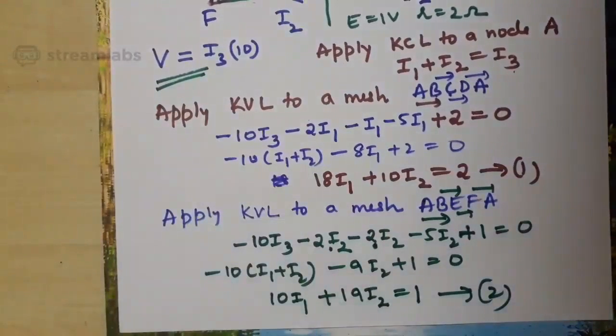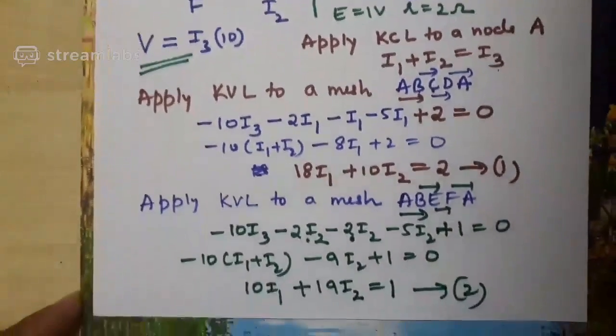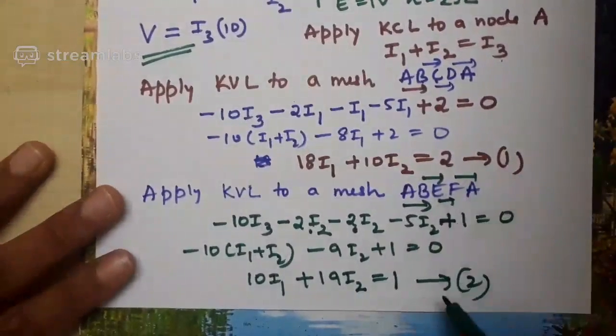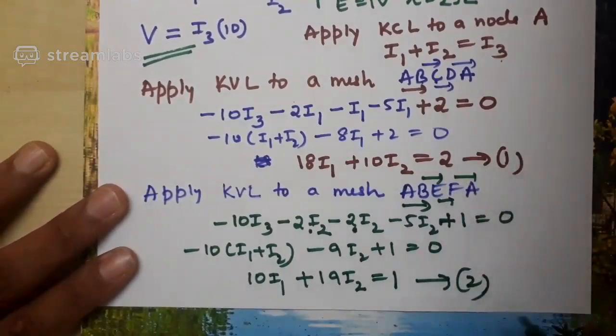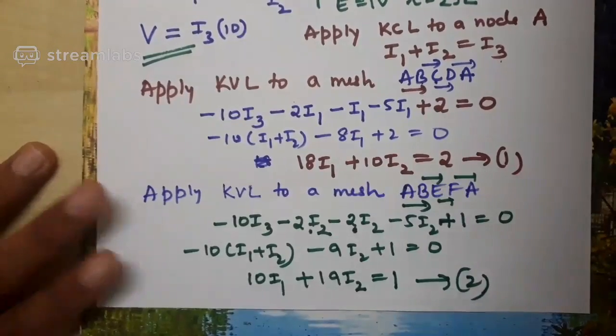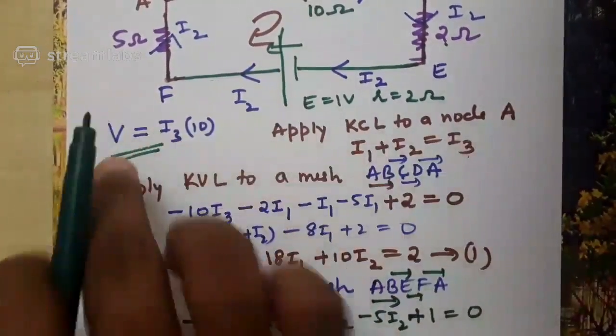Copy this problem. You understood what I said? Remaining things you have to do. First copy this problem. Then the remaining thing is using 1 and 2, solve the simultaneous equations 1 and 2. Solve for I1 and I2. Substitute I1 and I2 back in this problem formula. You'll get I3. Substitute I3, you'll get V.